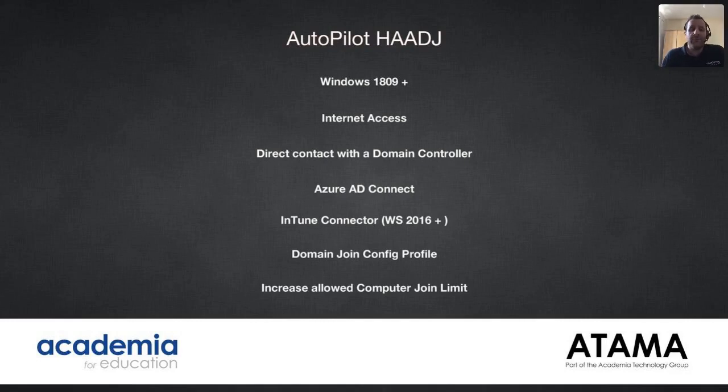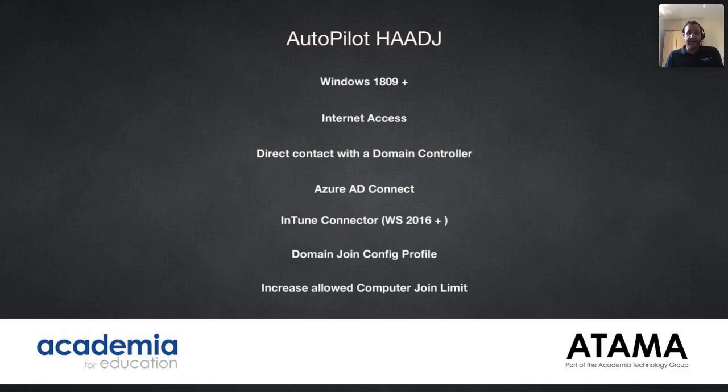There are a few more requirements for Autopilot with HADJ, Hybrid Azure Active Directory Join. It needs to be Windows 1809. So Autopilot was 1703, but Autopilot with Hybrid Azure AD Domain Join is 1809 or above. You need to have internet access. Now, the key one at the moment is direct contact with the domain controller. Even if your user is at home and you want to set up Hybrid Azure AD Join, during that join process, it will need to have communication with the domain controller. So that's a big one to consider there.